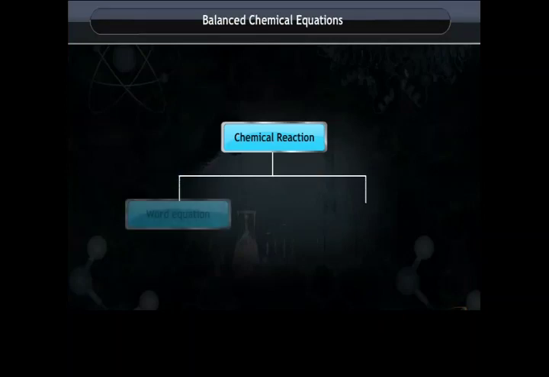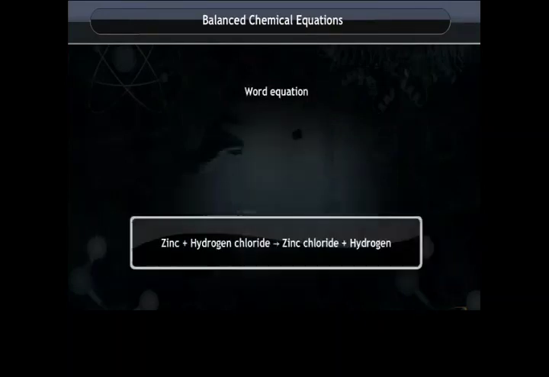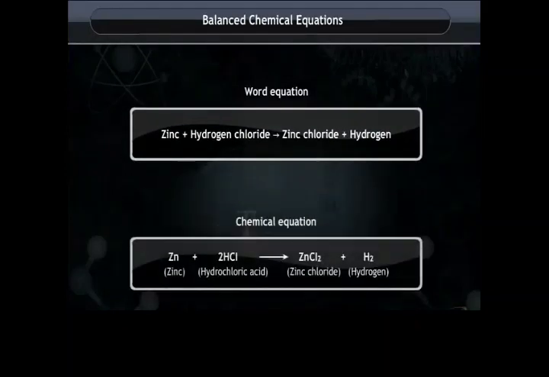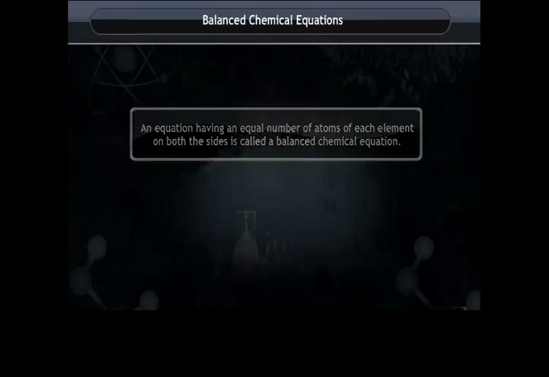Balanced chemical equations can be written in different ways, such as word equations and chemical equations. In a word equation, zinc plus hydrogen chloride gives zinc chloride plus hydrogen. In a chemical equation, Zn + 2HCl gives ZnCl2 + H2. An equation having an equal number of atoms of each element on both the sides is called a balanced chemical equation. Let us balance the chemical equation.